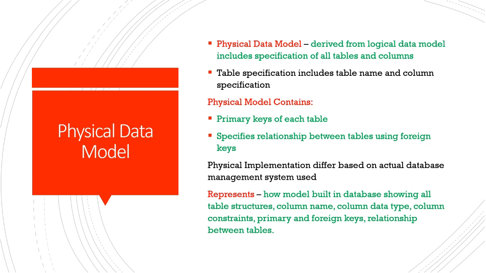It will contain the primary key of each table, and it will specify the relationship between tables using foreign keys. In the logical model, you'll have the foreign keys there, but it won't state the relationship between them using these foreign keys, as the physical implementation will differ based on the actual database management system used. It will represent how a model is built in a database, showing all the table structures, column names, column data types, the column constraints such as validation rules, primary and foreign keys, and then the relationship between the tables.